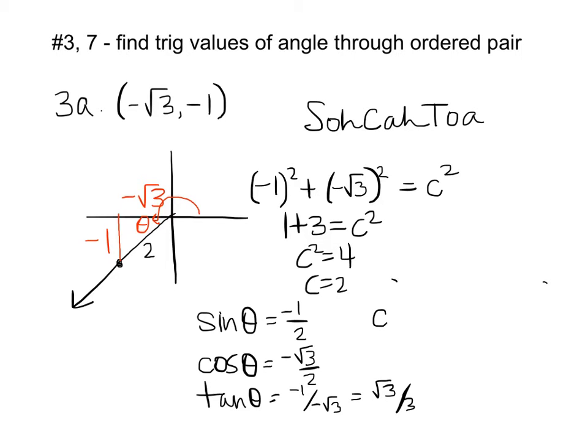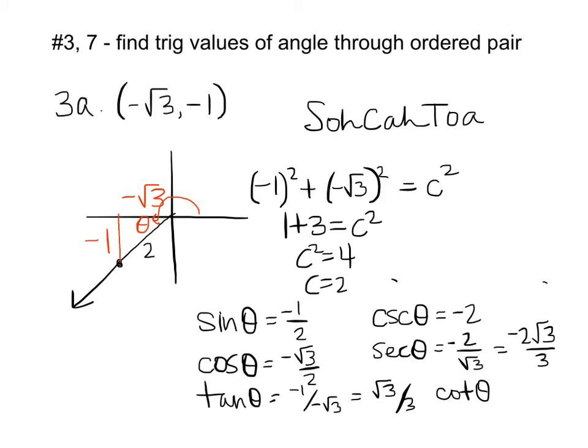Okay, for the reciprocals, I'm just going to take all these values and flip them. So sine flips into cosecant of theta, which would be -2. Cosine flips into secant of theta, which would be -2 over √3, and again rationalize, get -2√3 over 3. And then tangent, the reciprocal of that is cotangent. I could find the reciprocal of the solution, the √3 over 3, but instead look back a step. Look at this guy. Go ahead and flip that one and save yourself a step. Okay? So the cotangent is actually just the square root of 3.